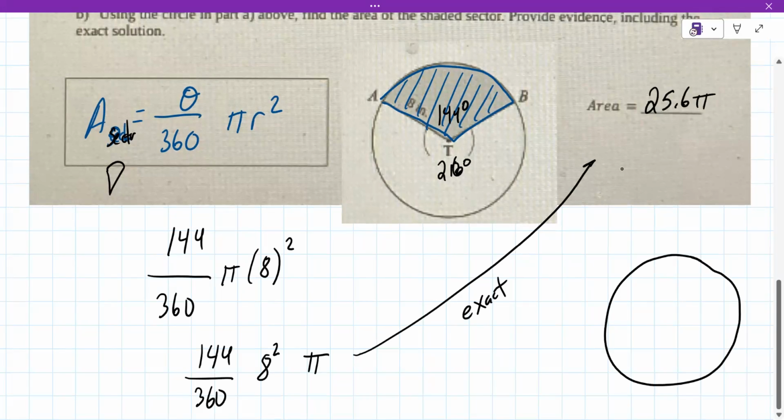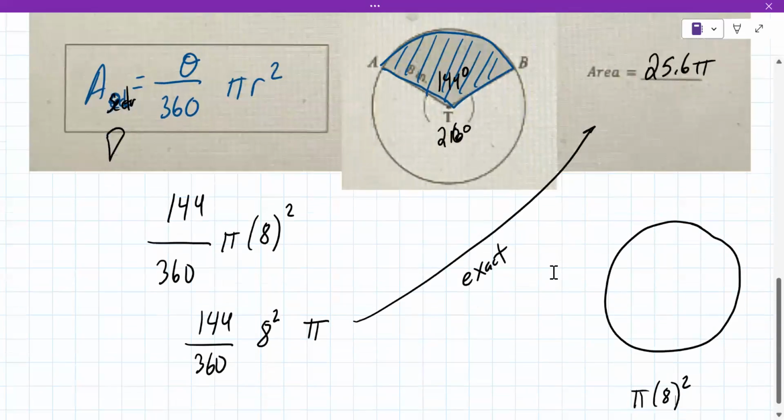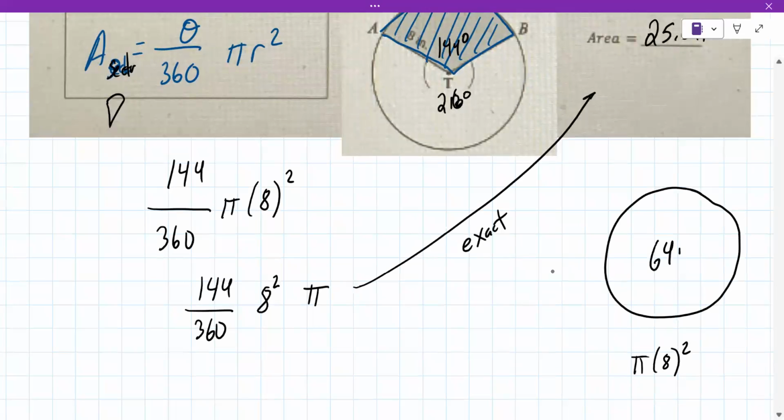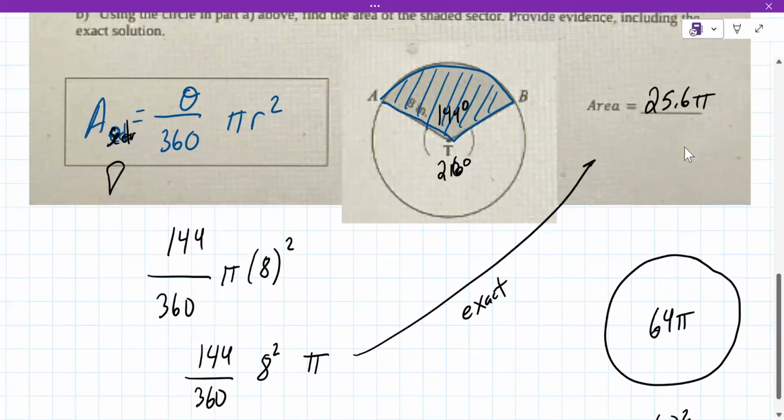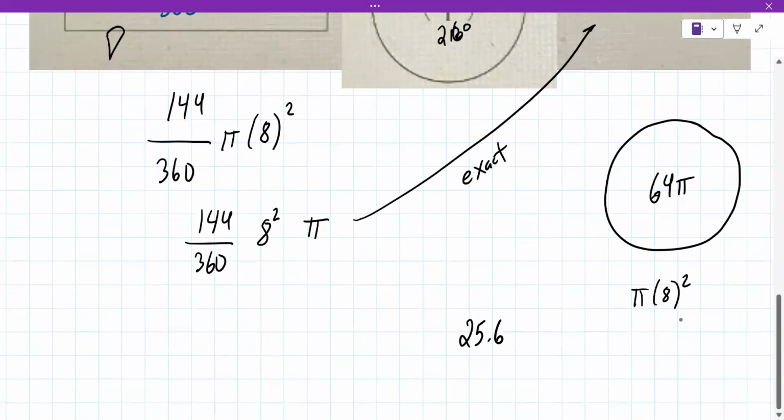So here, I'd like you to find the full area of the circle, which is pi times 8 squared. Would that be 64 times pi? Just 64 pi, okay. So this pizza slice is 25.6 pi out of 64 pi. Could you calculate that for us, please?